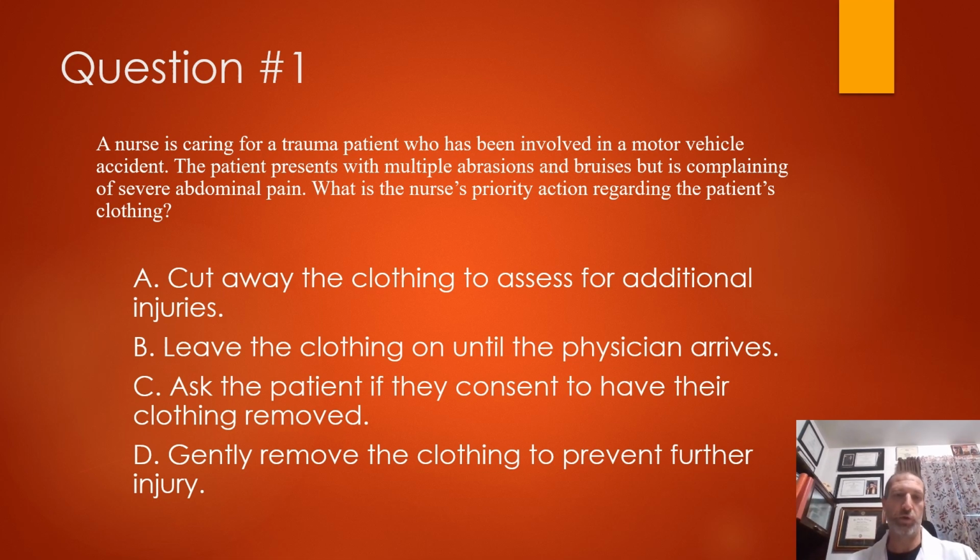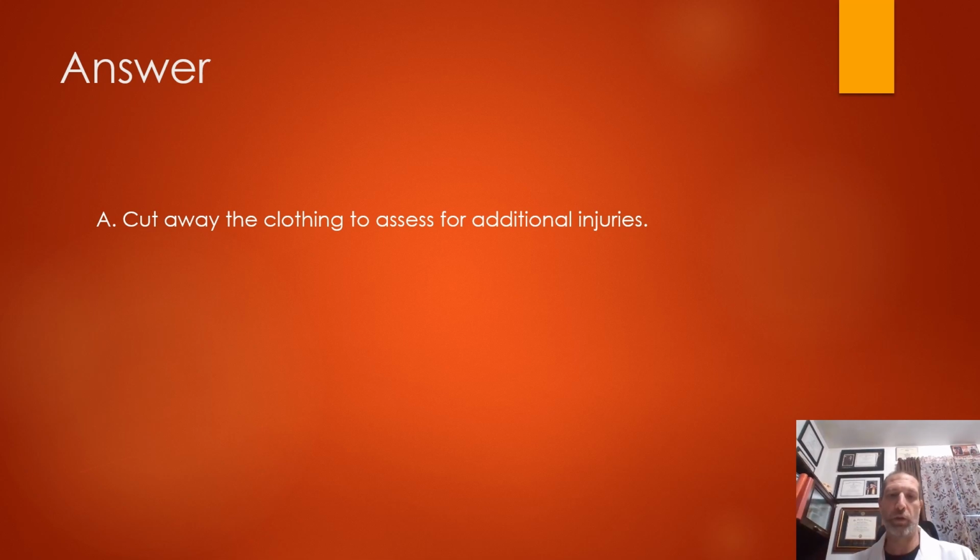All right, let's take a look at our answer choices. Option A, cut away the clothing to assess for additional injuries. B, leave the clothing on until the physician arrives. C, ask the patient if they consent to having their clothing removed. Or D, gently removing the clothing to prevent further injury. A trauma patient, we do not want to play around. Let's see what the answers are. What do you think out of all these options we're going to be picking? We're going to be cutting away the clothing to assess for additional injuries.